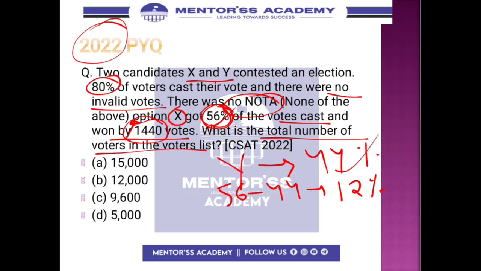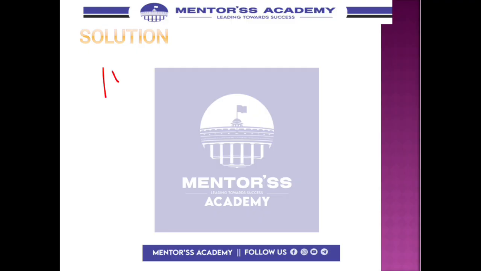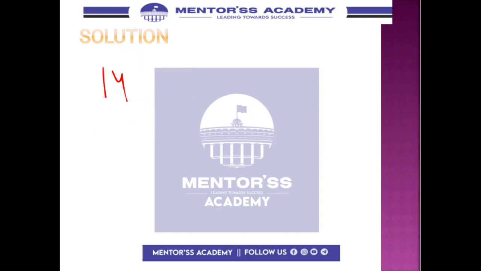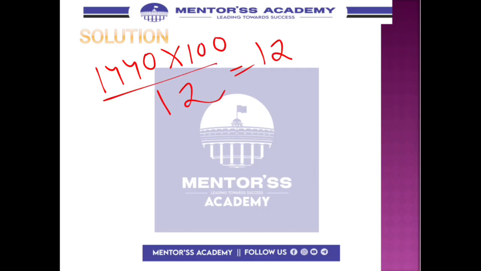That means total casted votes would be 1440 by 100 by 12, right? So that would be, I'm sorry, 1440 into 100 by 12. So that would be 12,000 are the total casted votes.